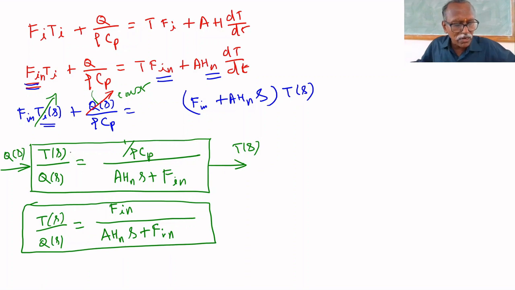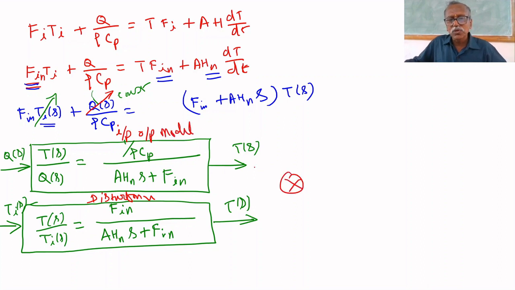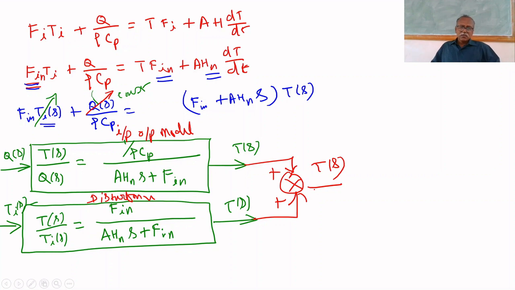This is the mathematical model for change in inlet temperature, Ti of s, which also affects T of s. The input to this system is Ti of s. This is called the disturbance model. The other is the input-output model. If you combine these two together, suppose both changes are there, then we have to add these two together. You will get the total changes. The first one is the input-output model, the second one is the disturbance model.